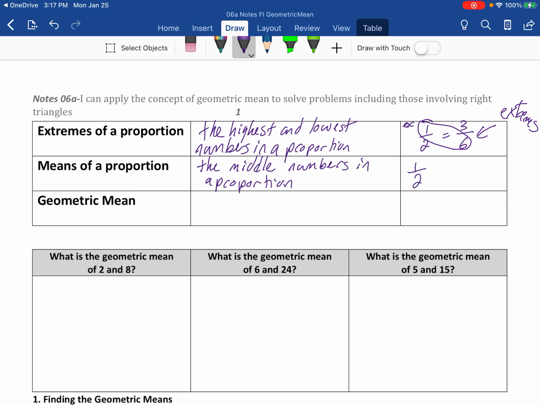Okay, so same example, 1 over 2 is equal to 3 over 6. In this proportion, 2 and 3 are called means, because they are between 1 and 6. They're between your extremes. We're going to talk a little bit today about geometric mean. Geometric mean is when the means are the same in a proportion. That's the geometric mean.